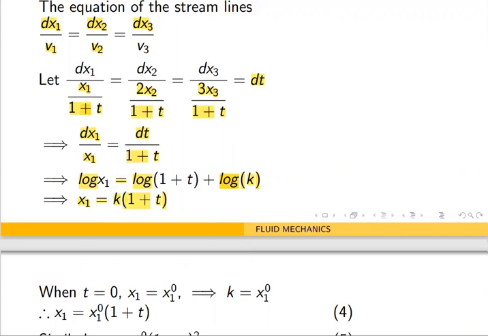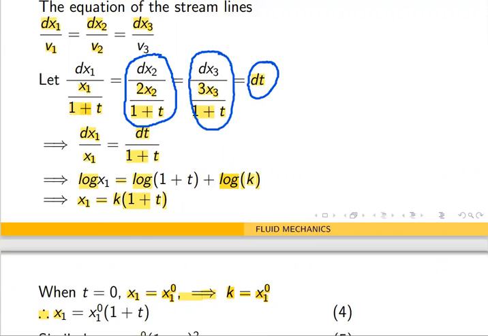And as we all know, using initial conditions, when t equal to 0, x1 is x1 naught. So using this, we get k equal to x1 naught. So substituting for k, you get x1 equal to x1 naught into 1 plus t, called equation 4. Right? So similarly, take the second ratio equal to dt and find x2. And similarly take the third ratio equal to dt and find x3. Same steps, right?